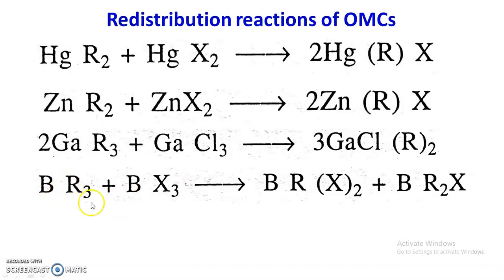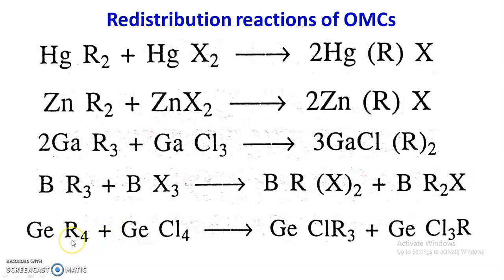So when trialkyl boron is mixed with this other derivative of boron, there is an exchange of halogen and alkyl group between two boron atoms, and we get new organometallic compounds, dihalogen alkyl boron or dialkyl halogen boron. We get a mixture of these two organometallic compounds.